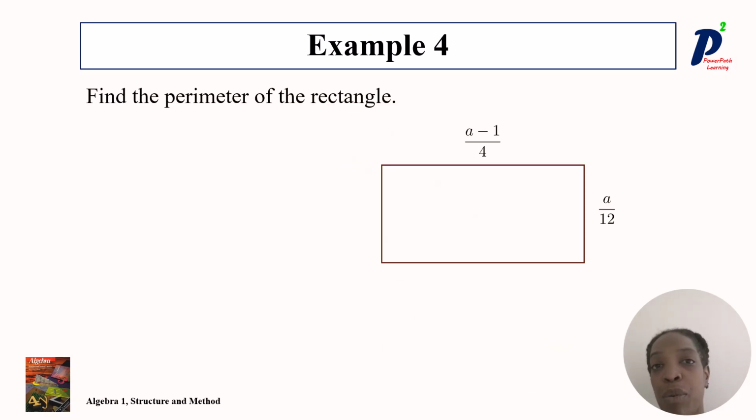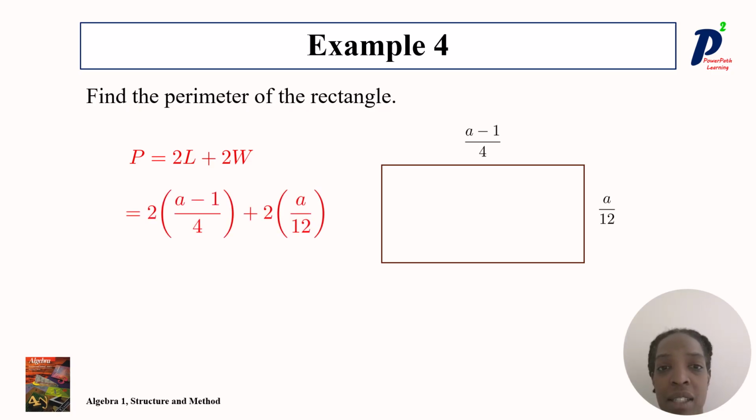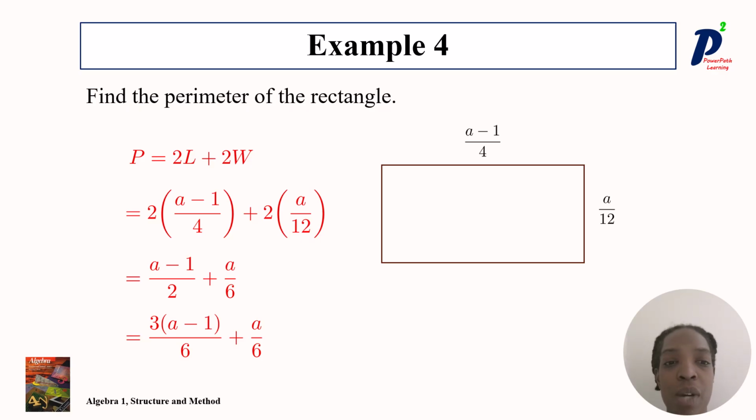Okay, so we need to find the perimeter of this rectangle. If you want to start, remember pause, restart when you're ready. I'll start now. So the perimeter of a rectangle is 2 times your length plus 2 times your width. So I'll substitute my length and my width in, and then I'll multiply everything by 2. Then I'm going to find my like denominator. Perfect. So 3 times a minus 1 over 6 instead of a minus 1 over 2. And then all I need to do is add my numerators, and I am done. 4a minus 3 over 6, et voila.